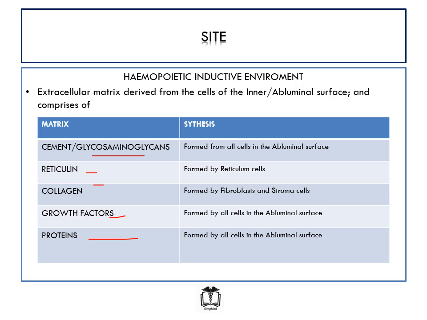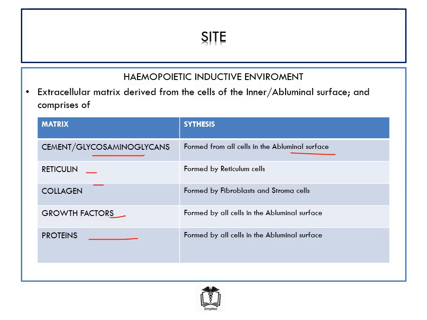So the cement or glycosaminoglycans is usually formed by all of the cells in the abdominal surface. So from the reticulum cells to the fibroblasts, the stroma cells to the macrophages, they all give rise to the glycosaminoglycans. Examples of some of these glycosaminoglycans or cement materials include hyaluronic acid, heparan sulfate, chondroitin sulfate, and keratan sulfate, and these are structures that tend to be involved in giving shape to the heme space. So they help in forming the shape of the heme space.